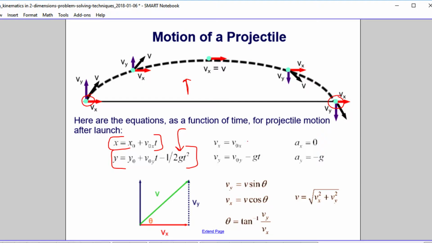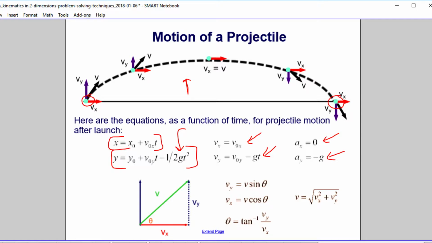And for the velocity, your initial velocity is your final velocity. It's your velocity throughout the entire problem in the x direction. In the y direction, it's this, where you have the acceleration due to gravity acting on you. No acceleration in the x direction, and of course the y direction is minus g.